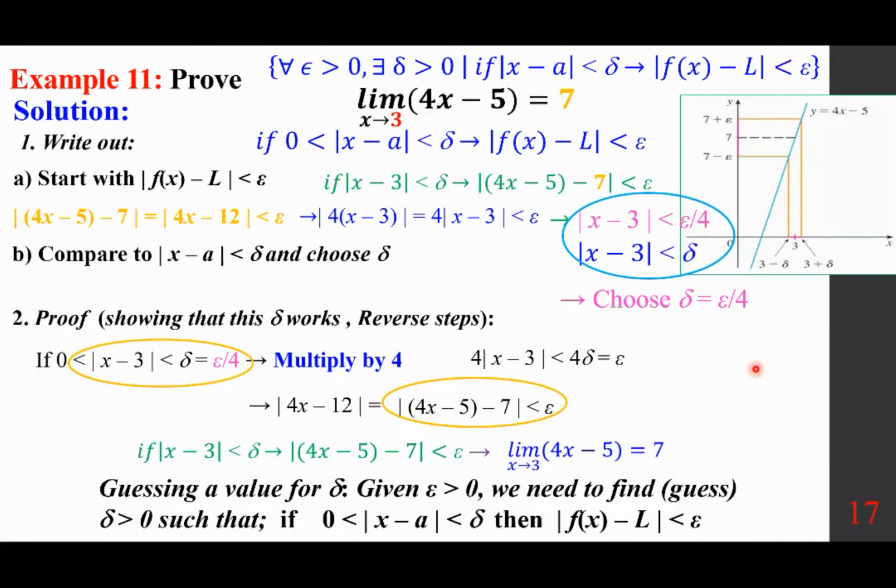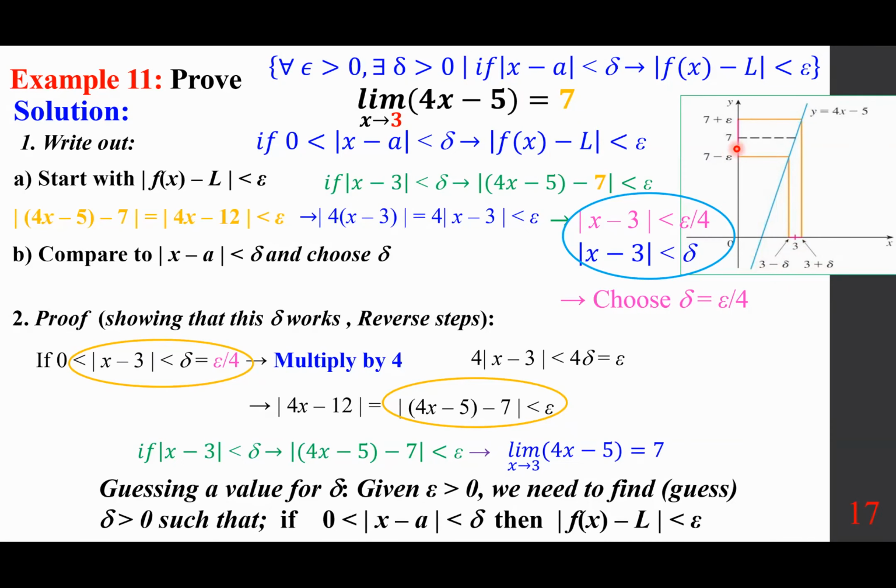If we were to go with the graph, we can look at the graph of the function y or f of x equals 4x minus 5, and here's 3. We go by delta to the left and right of it, and at the top, this is 7.